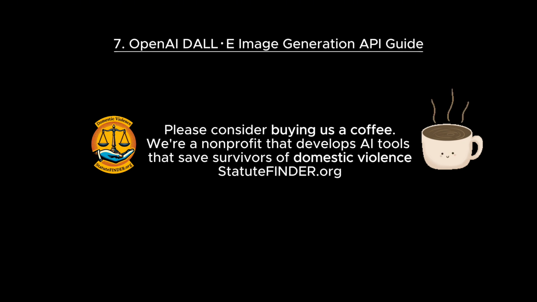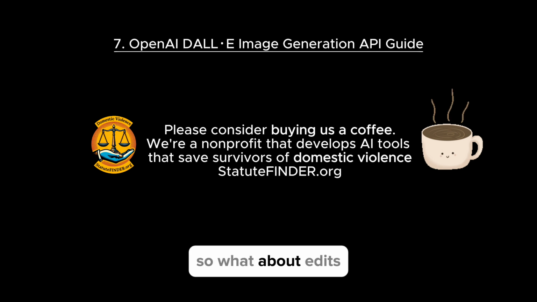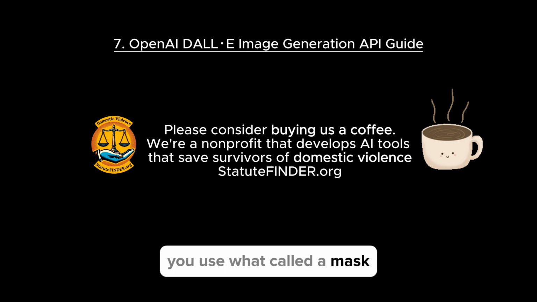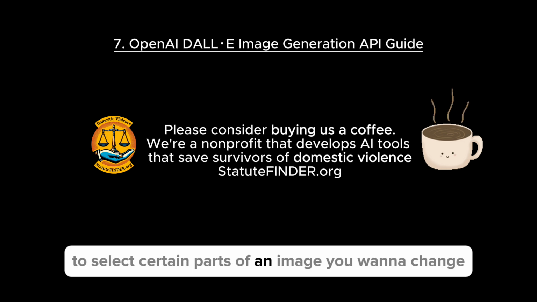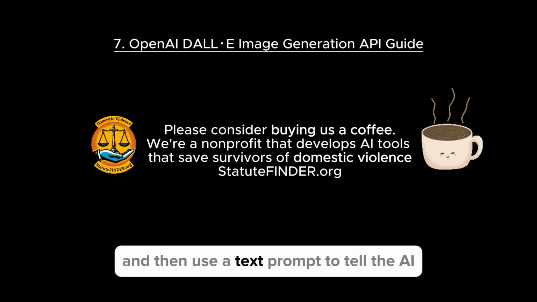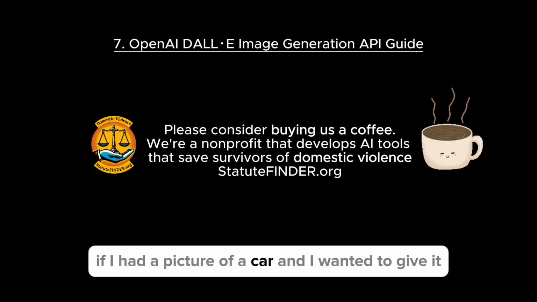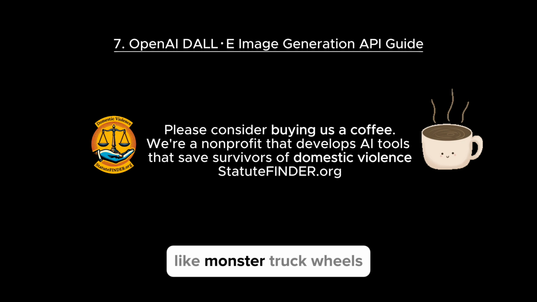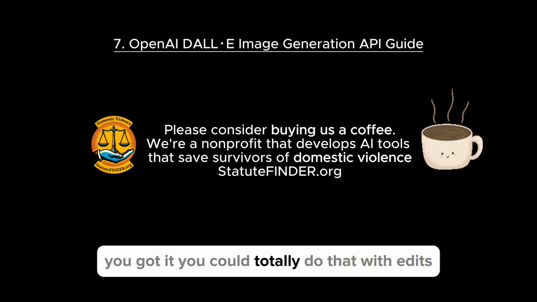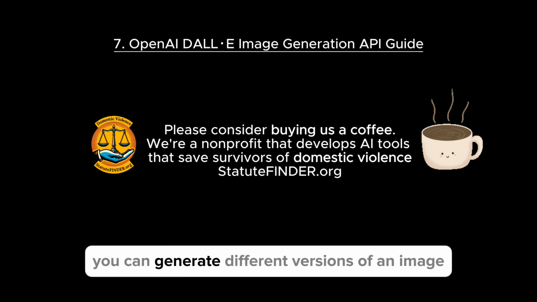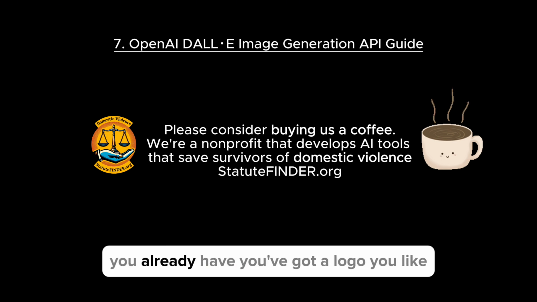Wow. Okay, I'm starting to get the picture. So what about edits? Edits are where you get to modify existing images. You use what's called a mask to select certain parts of an image you want to change, and then use a text prompt to tell the AI what you want in their place. So like if I had a picture of a car and I wanted to give it like monster truck wheels. You got it. You could totally do that with edits, and then you've got variations. Okay, variations. Hit me with it. With variations, you can generate different versions of an image you already have.